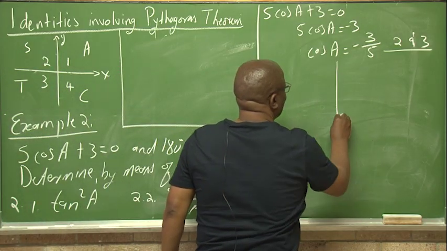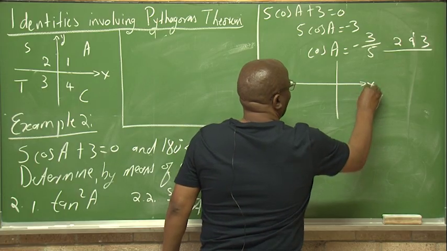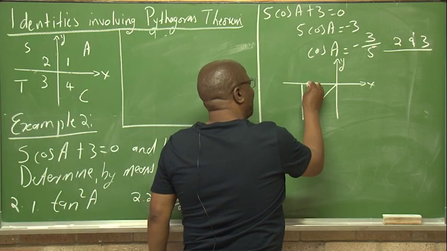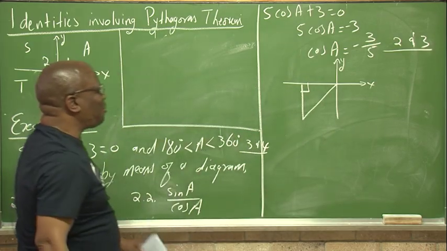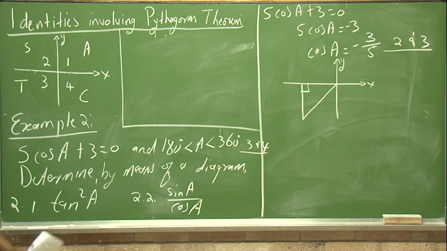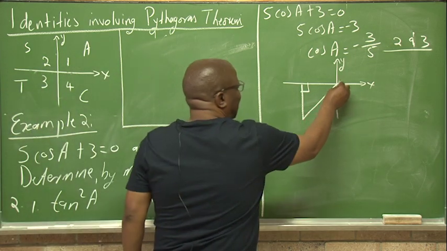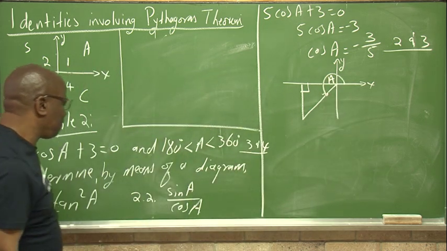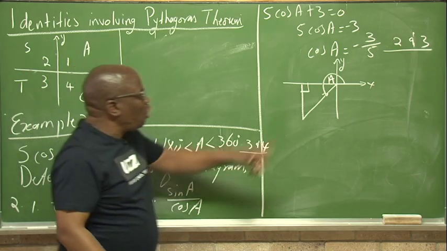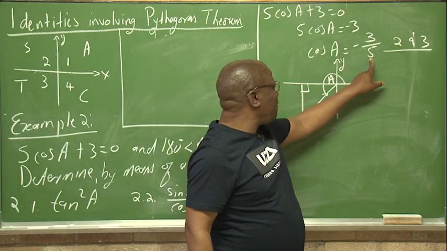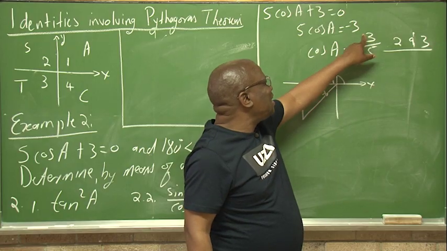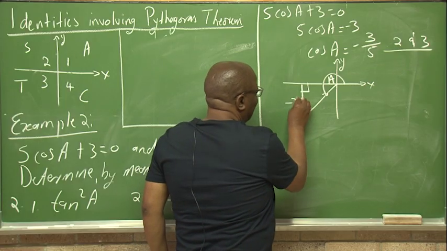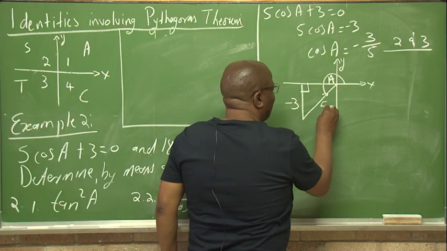It looks like this. It's x, it's y, a right-angled triangle in the third quadrant. The terminal arm of that angle will then be in the third quadrant. And the angle we are talking about here is angle A. Here is our angle A. And remember, the cos of A is -3/5. Cos by definition is adjacent over hypotenuse. So the adjacent here should be -3, and the hypotenuse is 5.